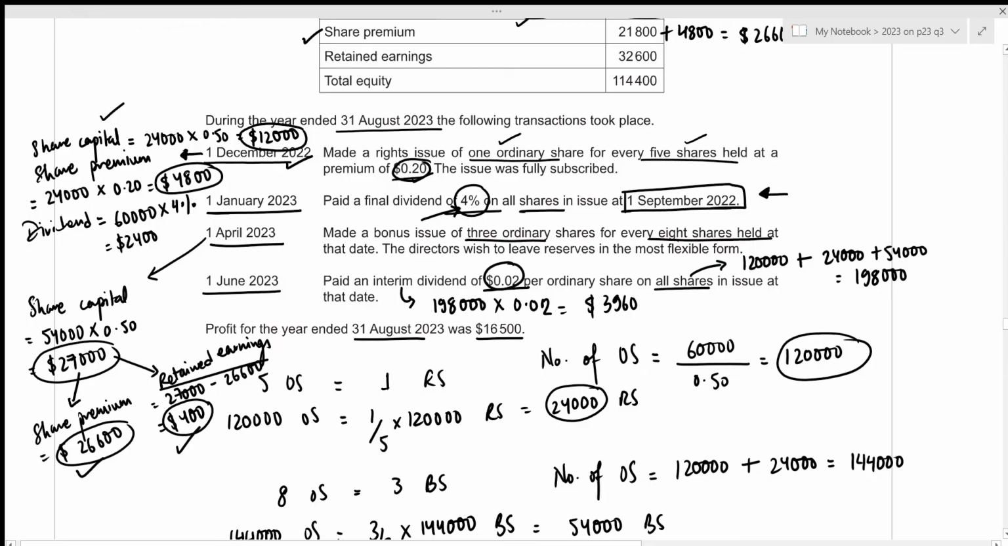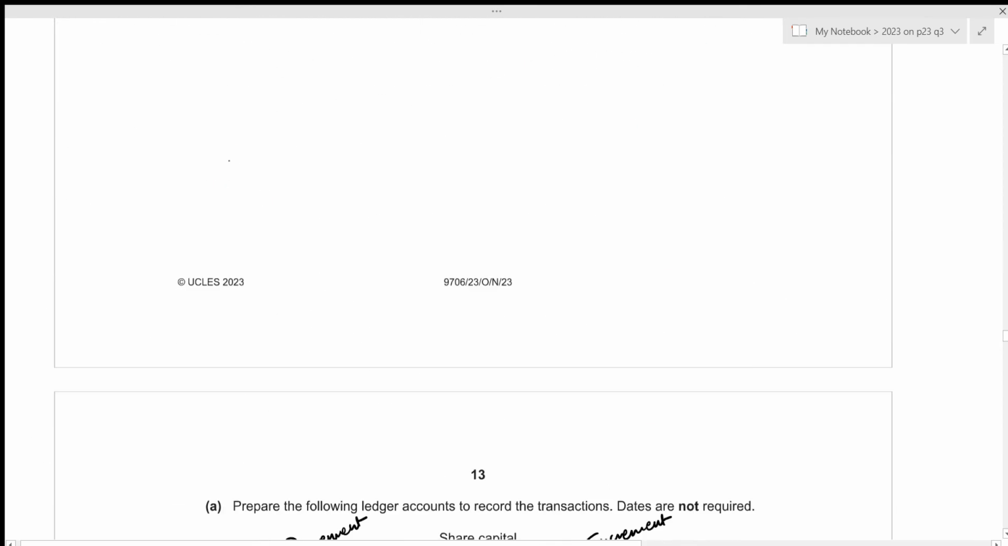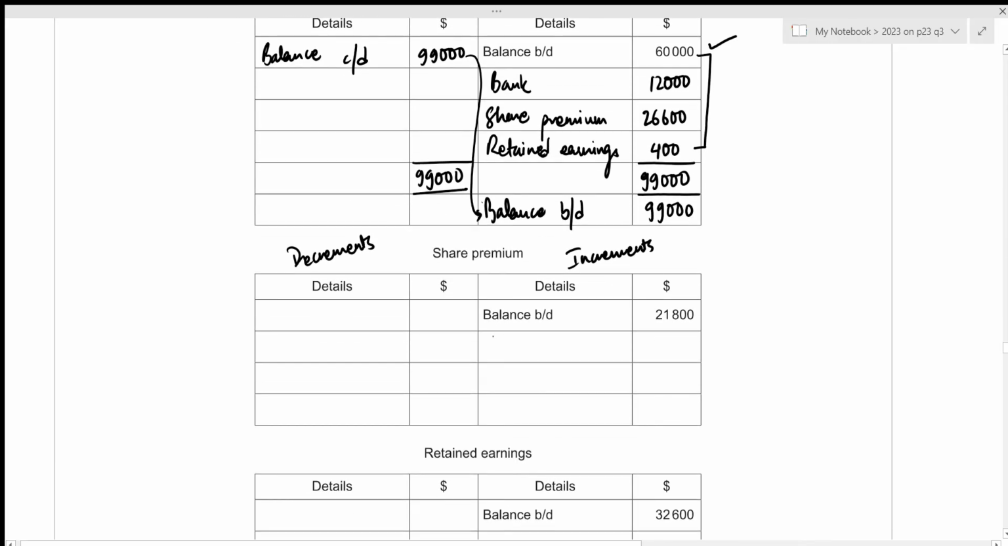Okay, so the first increment towards share premium was due to the rights issue. It brought in 4,800 to our share premium. Since this is an increment, it goes on the credit side, and this is the amount that the shareholders deposited into the company's bank account. So we can write this under the heading of bank. So for bank, we have 4,800.